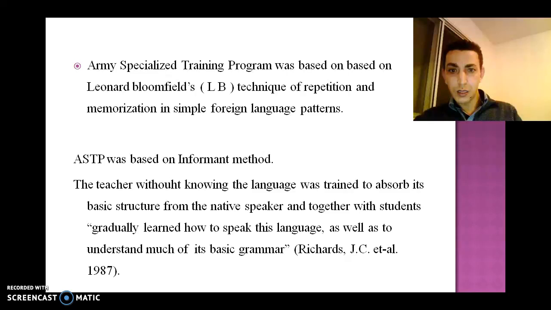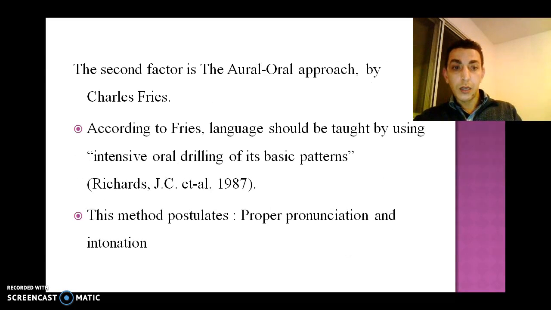His technique was based on observing the basic structure from the native speaker in the classroom, so that they can copy exactly what the native speaker says, and how the native speaker uses the language. The second factor is the oral approach presented by Charles Fries, which is also based on intensive oral drilling, so just pronunciation and proper intonation.